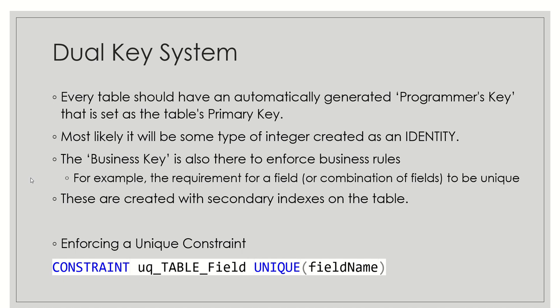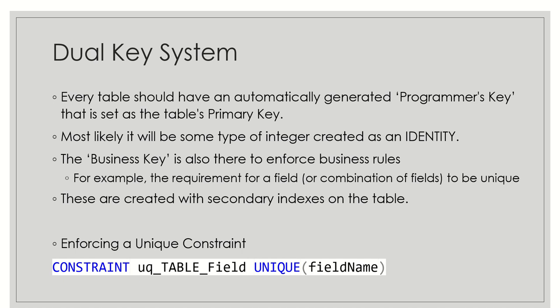But also, each record should have a business key. It's there to enforce business rules. So for example, the requirement for a field or combination of fields to be unique. Now, because we can only indicate one primary key on a table, typically we designate the programmer's key as the primary key, and we designate the business key using a unique constraint.